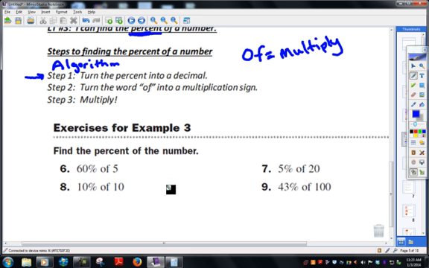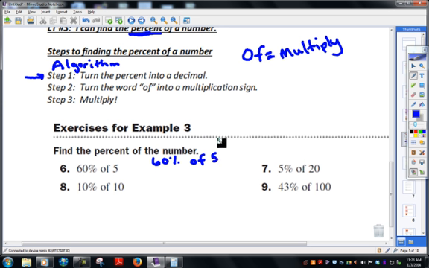To find 60% of a number, well, first of all, it says turn the percent into a decimal. You guys already know that, and I'm going to rewrite this over here just so I have a little bit more room. Actually, before I go any further with this, I want everybody to think. What is 60% of 5?